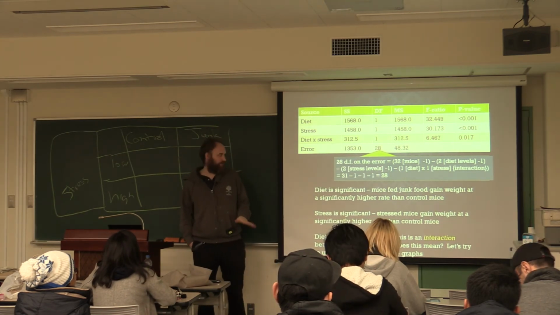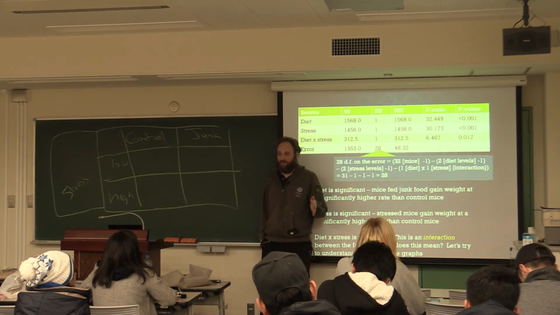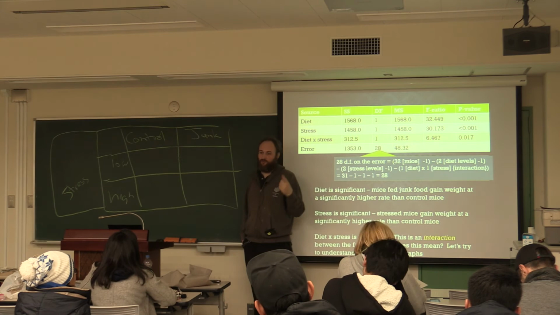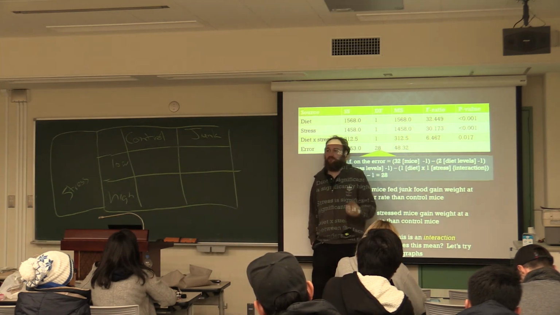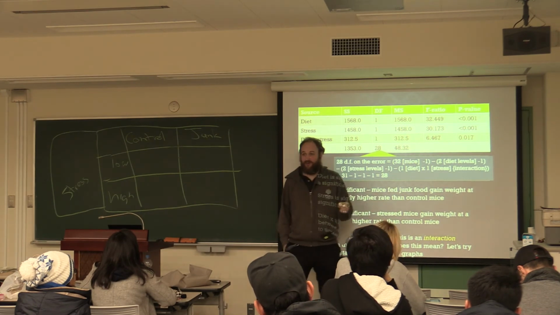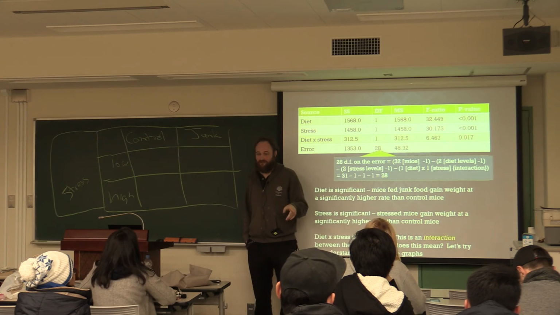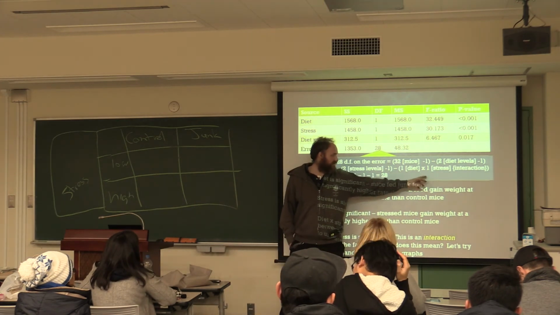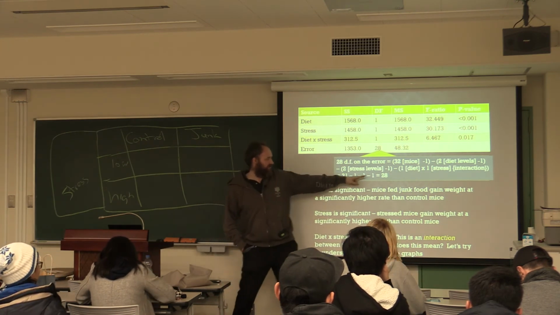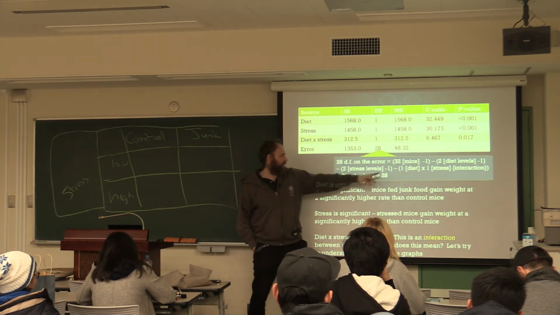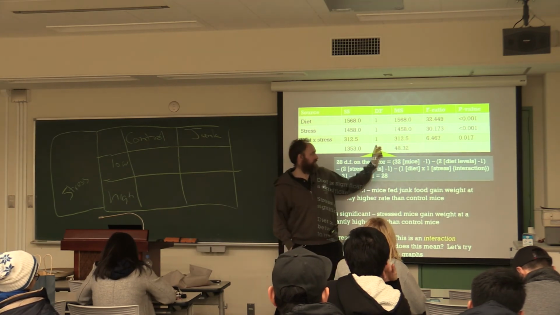Now, I want to explain how we get this one. We have 32 mice, okay? Minus 1. So 31 mice, okay? 2 diet levels, minus 1, okay? So we're now at 30 degrees. 2 stress levels, minus 1. So we're now at 29, okay? And then 1 stress by diet interaction, and that's going to be 1 more. So 32 minus 1, minus 1, minus 1, minus 1, gives us 28. So 28 degrees of freedom here.